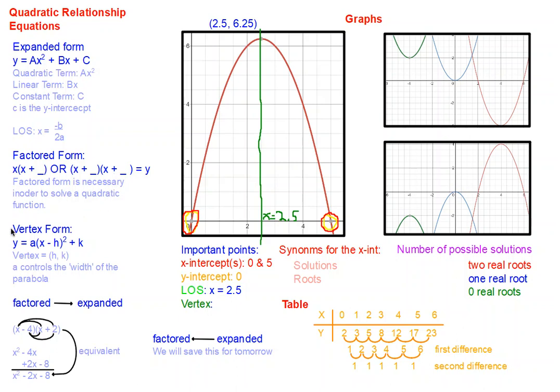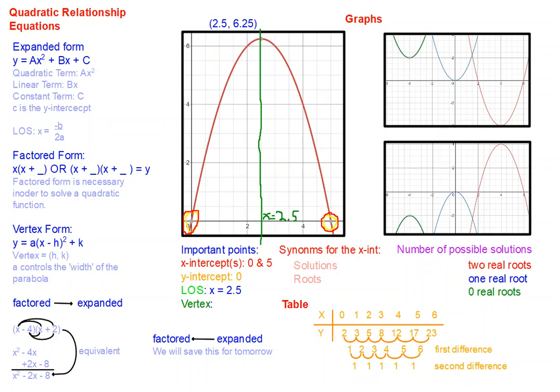Finally, in vertex form, and we didn't spend hardly any time on this, you have y is equal to a times the quantity x minus h squared plus k. Well, what does this mean? Well, the vertex in vertex form is h comma k. So it's the opposite of this value inside the parentheses, and it is the value that you're adding or subtracting on the outside. Now the a value controls the width of the parabola.